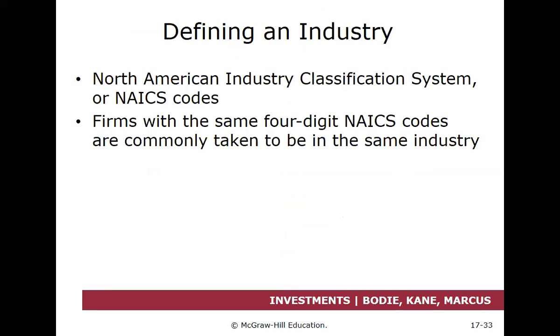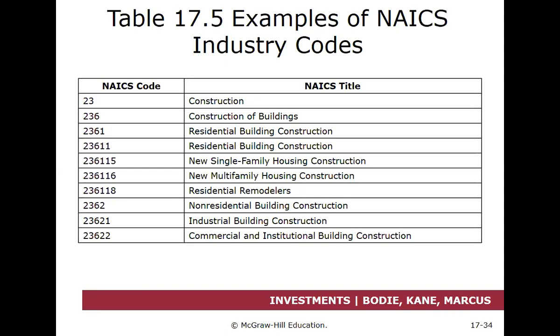Defining an industry: North American Industry Classification System, or NAICS, codes. Firms with the same four-digit NAICS code are taken to be in the same industry. These are the codes: 23 is the code for construction. 236 is the code for construction of buildings. 2361 is the code for residential building construction. 23611 is residential building construction. 236115 is new single-family housing construction, and so on. These are the codes.